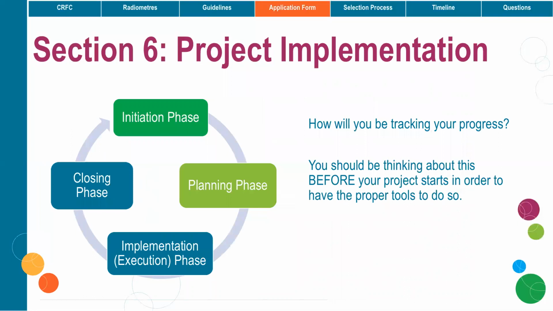We will now take a look at the project implementation. So we invite you, when you're filling in the application form, to already think about the mechanisms or the tools that we'll have to put in place in order to measure the performance of your project. You have to do it right at the beginning, when you fill in the application form, because if we think about it during the closing phase, then we might not have the information that we want, and we don't have the tools that allow us to measure the progress. So it's important to do it right at the beginning.